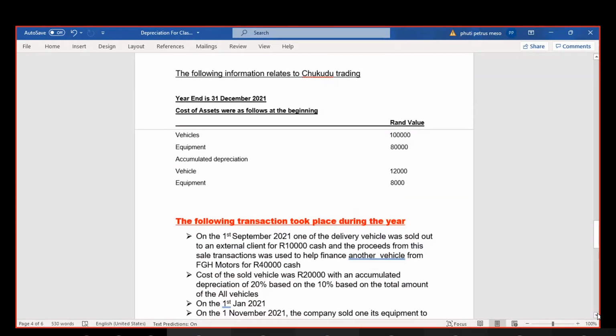All right, we've got the following information that relates to Chukuru Trading. The year end is the same year, 31st December 2021. I think you can all see it, right?